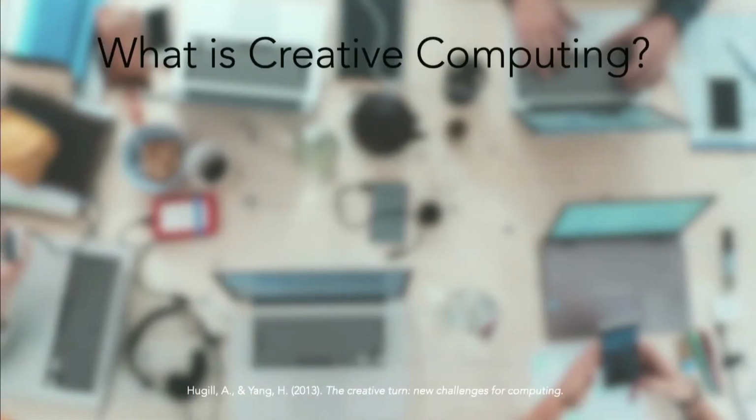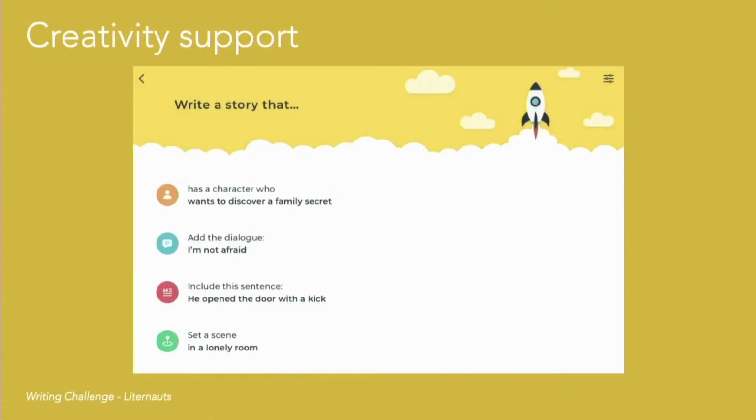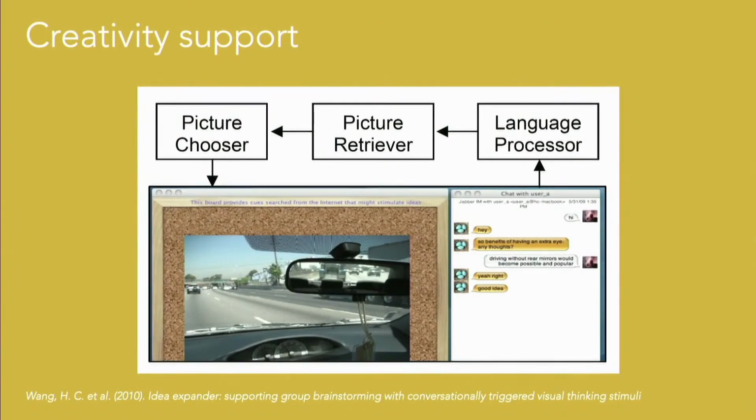Now, the final type of creative computing suggested by Hugel and Yang is the development of computing environments to support creativity. Now, this can refer to supporting a specific activity, such as music making or creative writing. An example of this is the app Writing Challenge, which generates writing prompts for creative writing projects that can often be purposefully weird or funny, and they aim to kickstart your writing project by giving you these daily tasks and daily prompts. There are also applications that aim for creativity support.